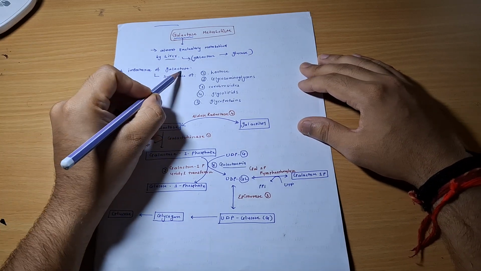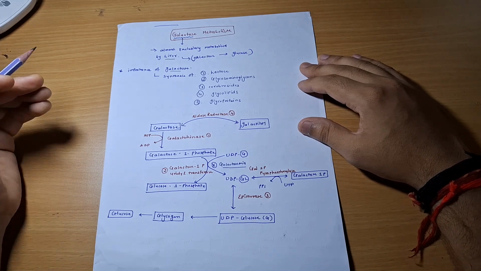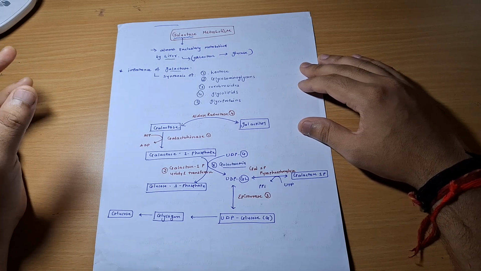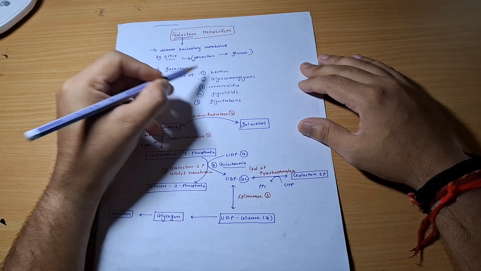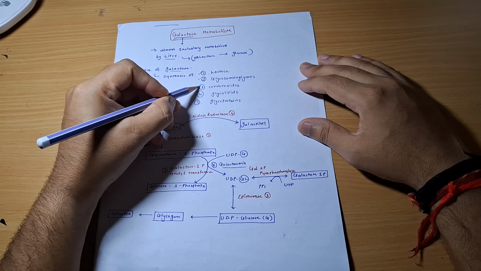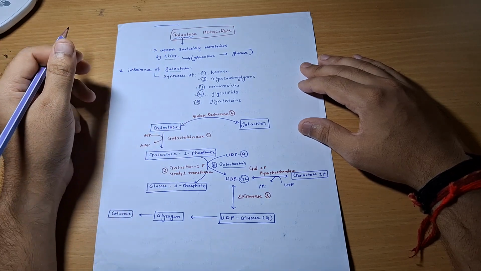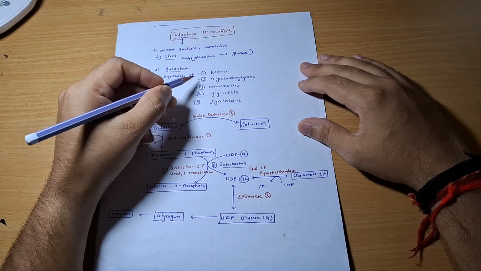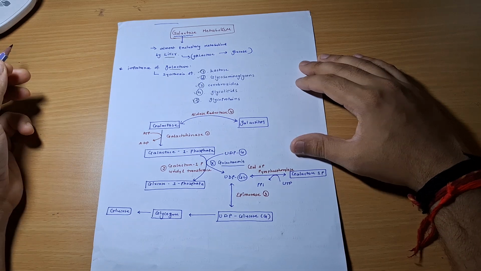So why is galactose important? The importance of galactose is that it can synthesize so many byproducts. That is very important. First is lactose, second is glycosaminoglycans, third is cerebrosides, fourth is glycolipids, and some glycoproteins also. This you have learned in your carbohydrate chemistry chapter. Okay, let us understand galactose metabolism.